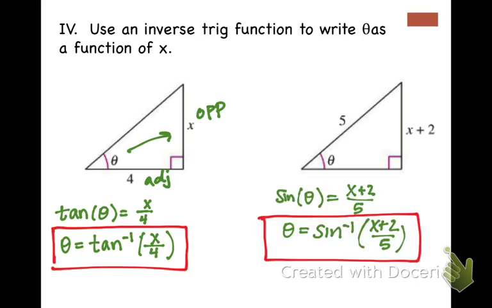All right, so you should use sine. X plus 2 is the opposite of my angle theta. 5 is the hypotenuse, and so SOHCAHTOA tells me opposite over hypotenuse. That's sine. So I set it up. Sine of theta, sine of my angle, is equal to x plus 2 all over 5. To get theta by itself, we use sine inverse. So I get this function: theta is equal to sine inverse of x plus 2 over 5.